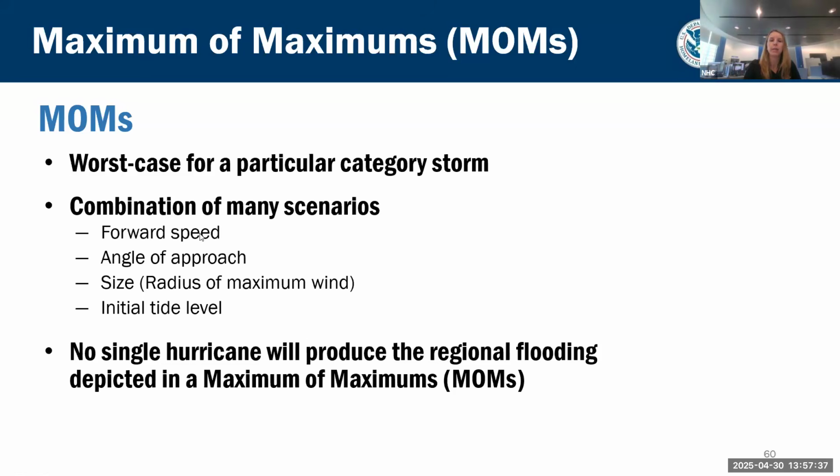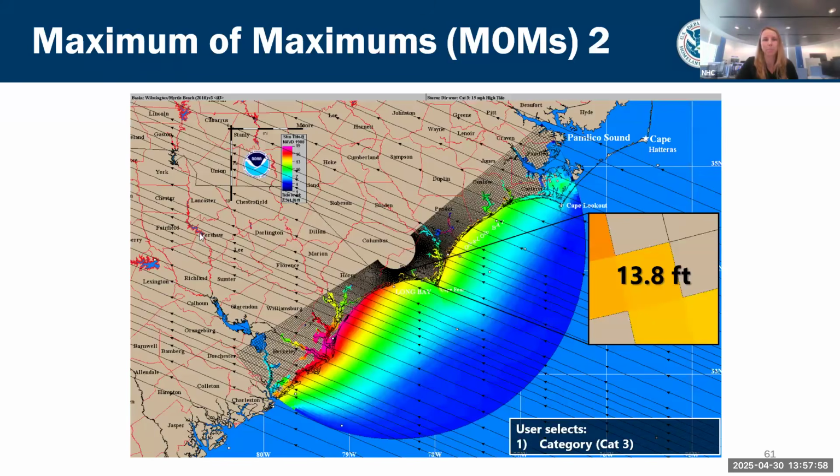And remember, no single hurricane is going to produce the regional flooding depicted in these because they are composites. Remember, in the last one, we retained the maximum pixel from any one of those tracks. So we're going to do the same thing in the MOMs. So now that we've built the MEOW and introduced the MOM, let's build the MOM.